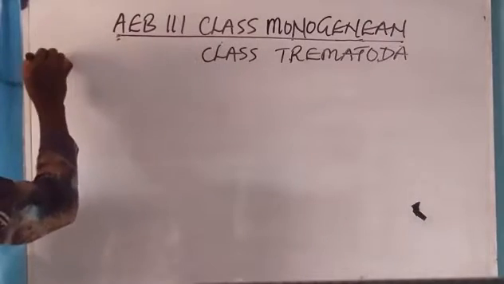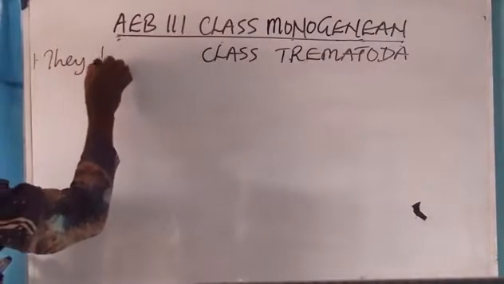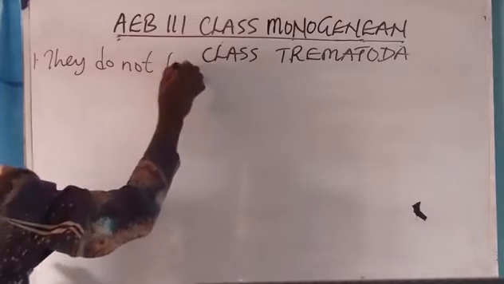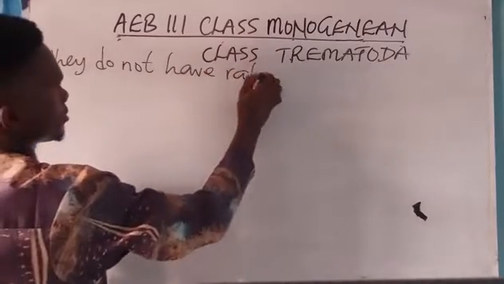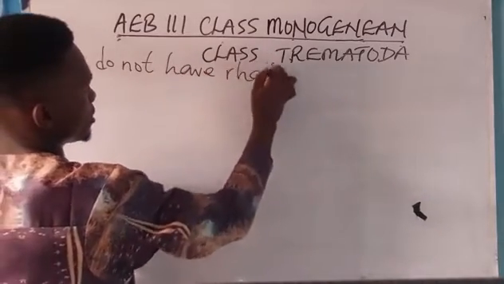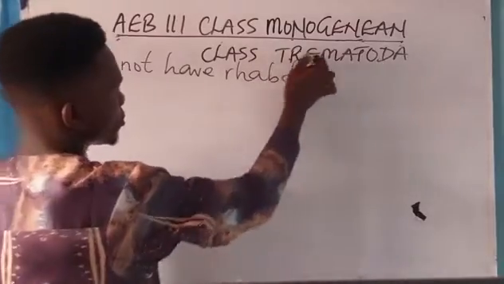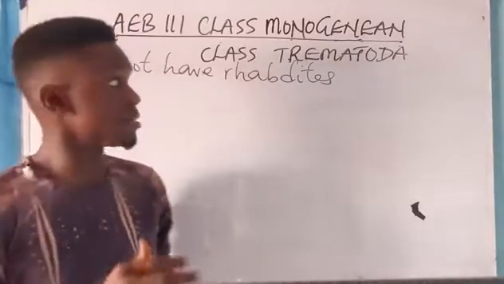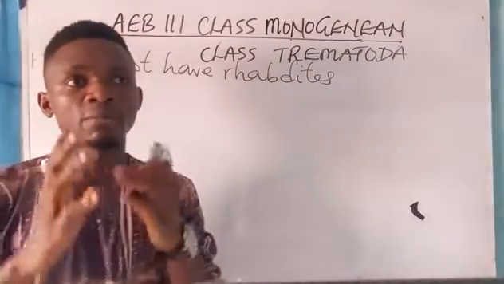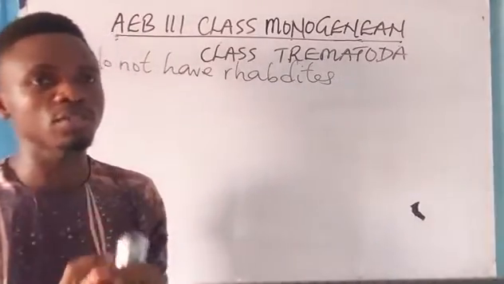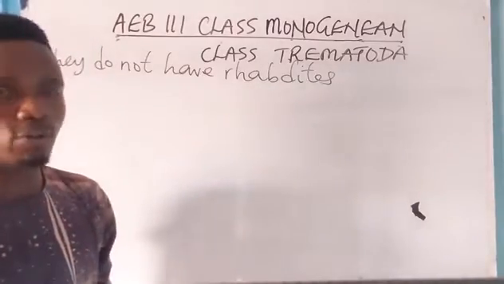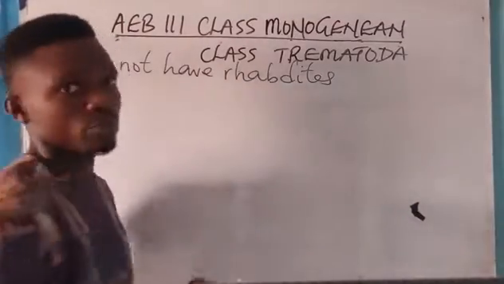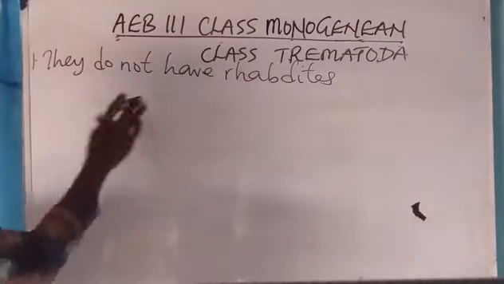One, they do not have rhabdites. Now, in our initial class, I told us that rhabdites are rod-like structures that bring about protection by forming a mucous sheath around the body of the organism. It's meant for what? Protection. They do not possess it.